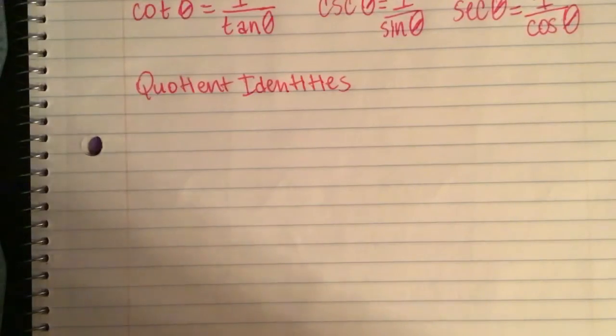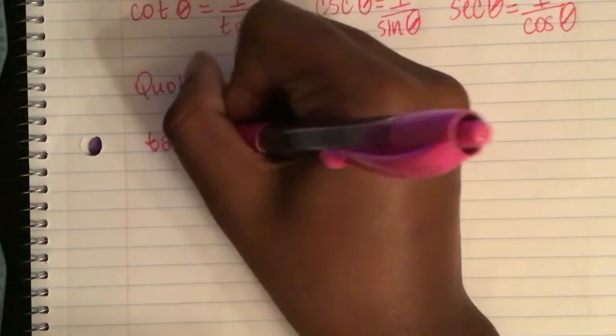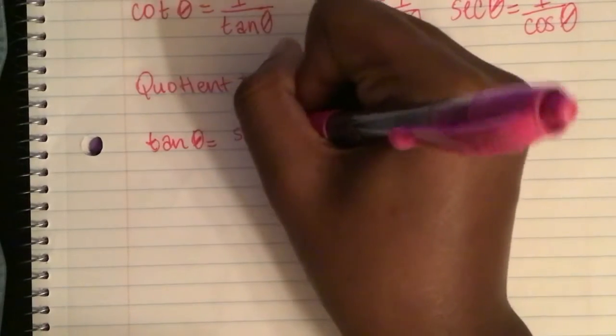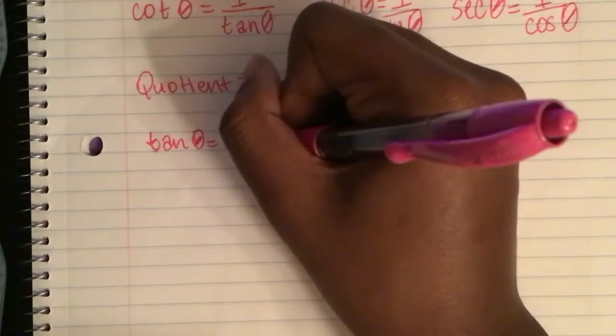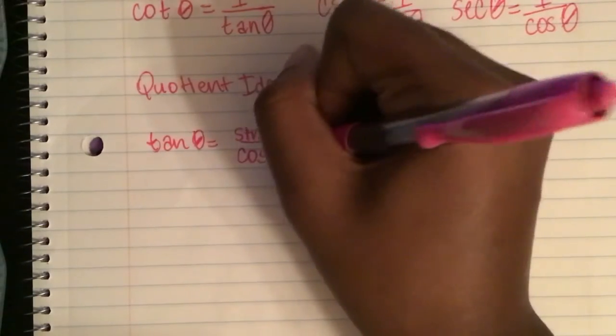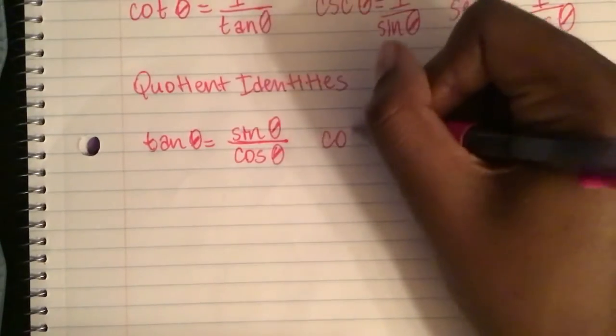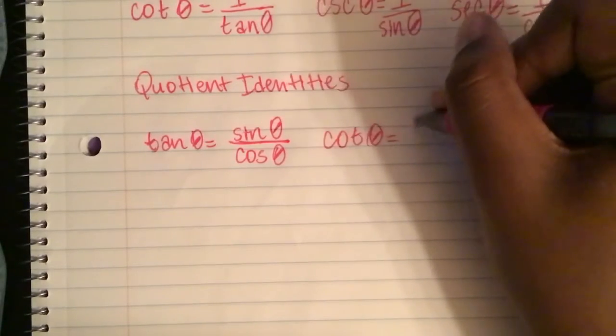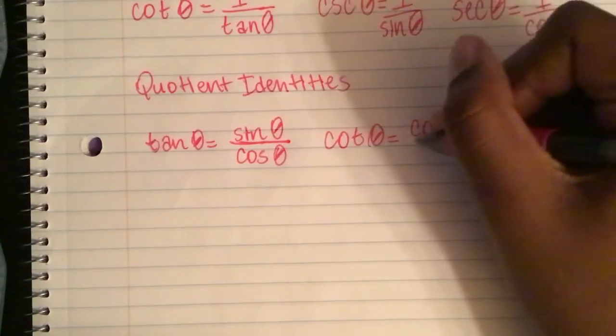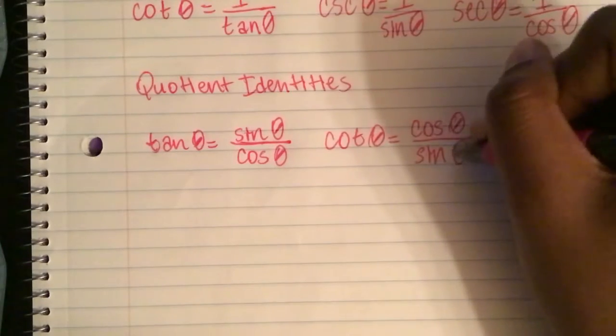Now we're going to go over quotient identities, and I will warn you guys, we are going to go over a bunch of different identities, so brace yourself. So tangent of theta is going to be equivalent to the sine of theta over the cosine of theta. Okay, so the cotangent of theta equals the cosine of theta over the sine of theta.